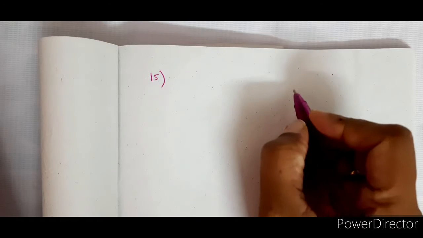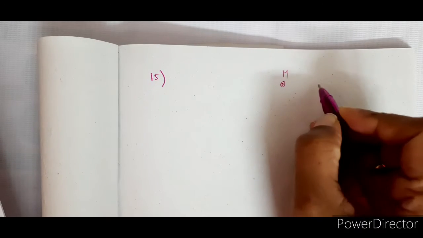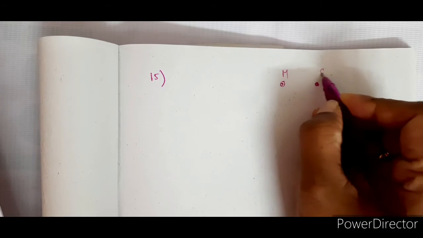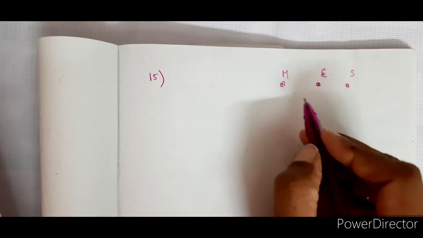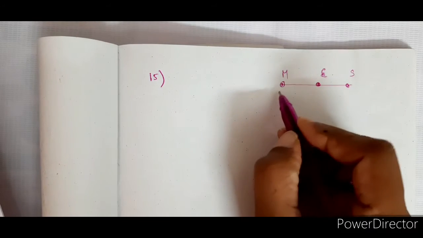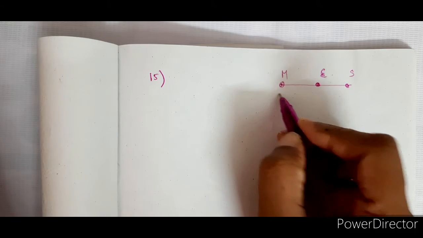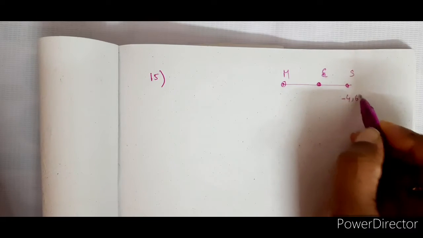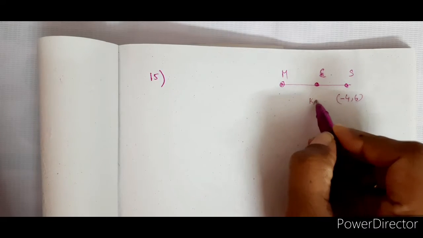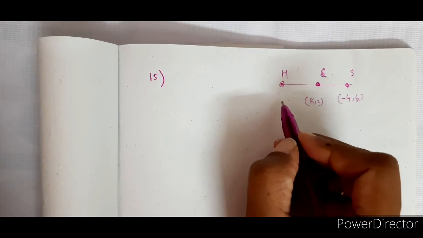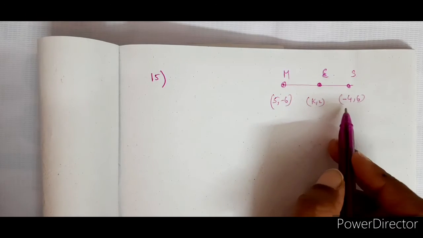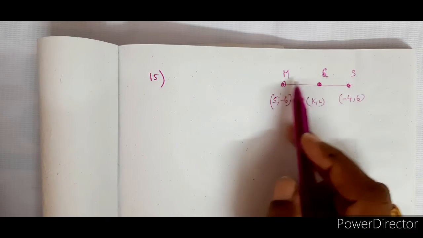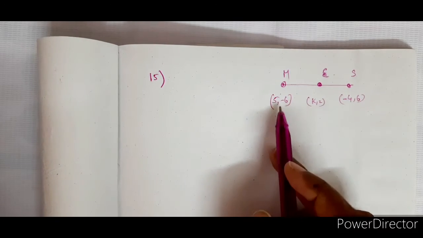So now let's solve the 15th problem. Let us suppose that here is moon, then comes earth, then sun. So MES, all the three are along the same straight line. Sun is (-4, 6), earth is (k, -2) and moon is (5, -6). You have to maintain the order. He had given the order of sun, earth, moon, so I took sun, earth, moon.